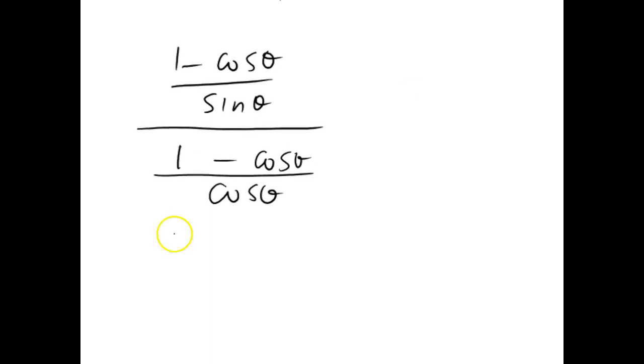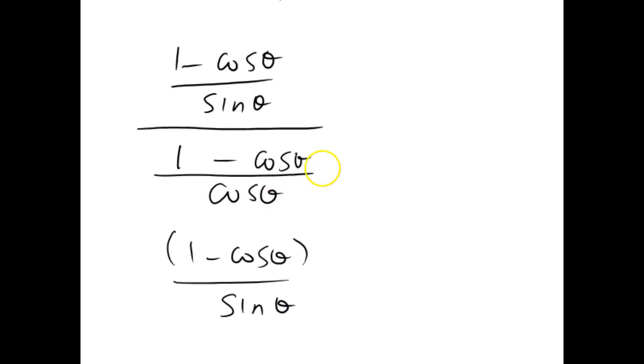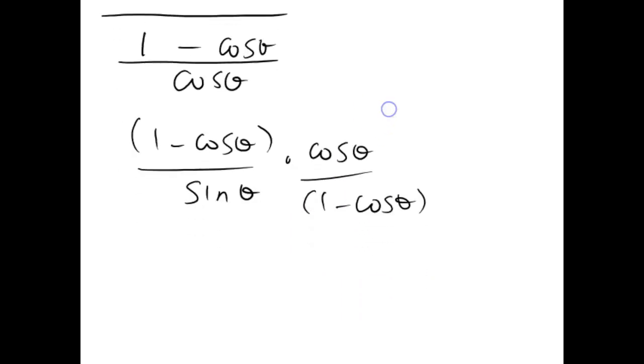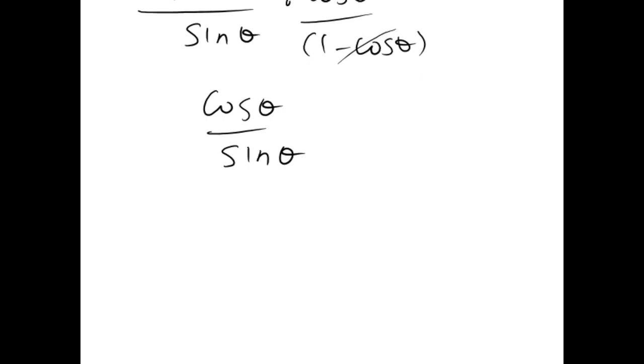A fraction over a fraction, place the binomial in a bracket, and we multiply by the reciprocal of this denominator, which becomes cosine theta over 1 minus cosine theta. This binomial will cancel off with that binomial, and then we're left with cosine theta over sine theta. If you recall earlier, cosine theta over sine theta is cotan theta, and that's what we were looking for to prove. So we go RHS, meaning right hand side. And now you're done.